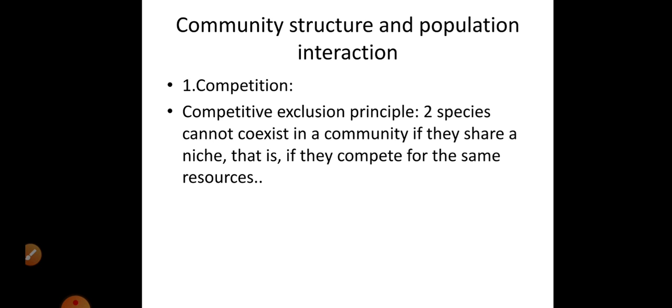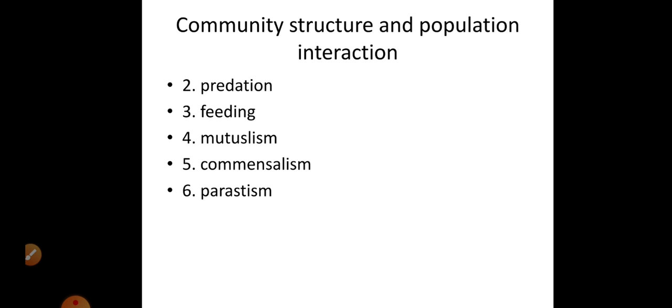We have the competitive exclusion principle. This principle states that two species can't coexist in a community if they share a niche, that is, if they compete for the same resources. For example, when you grow two olive trees in the same area, at the same point, they will compete for water sources. One of them will reach these food sources, water sources, and the other one won't reach them. So this is the competitive exclusion.